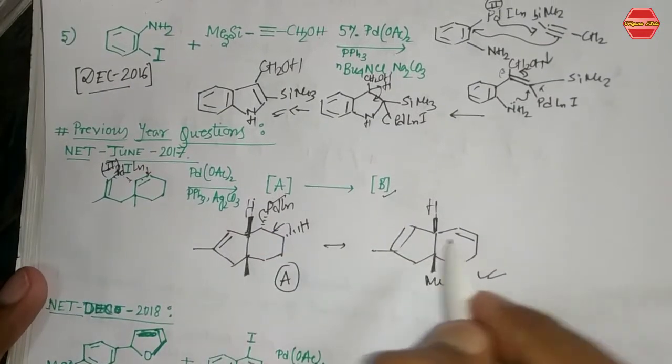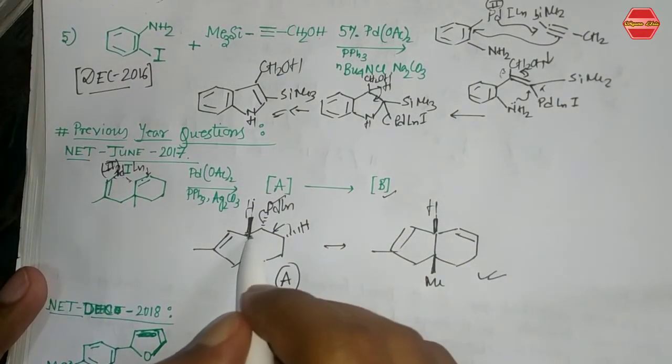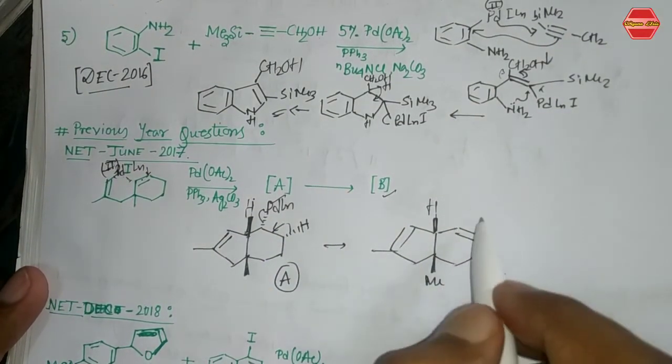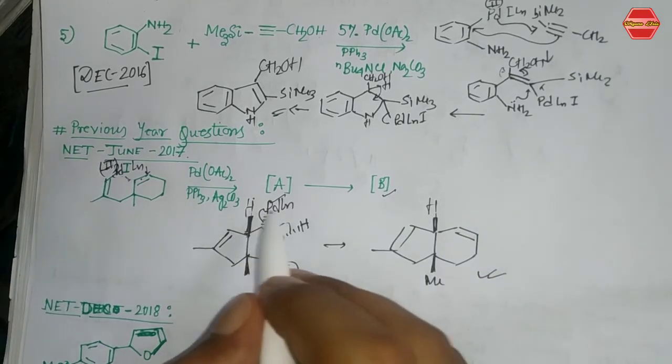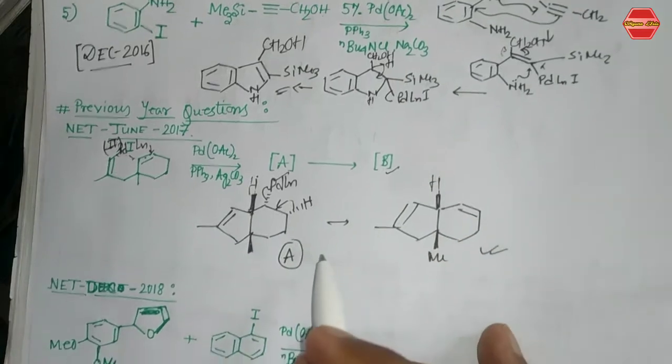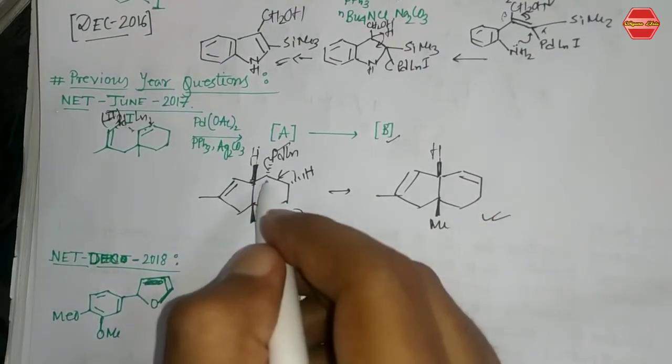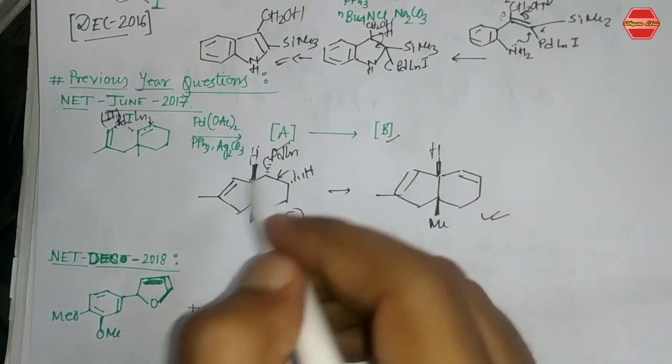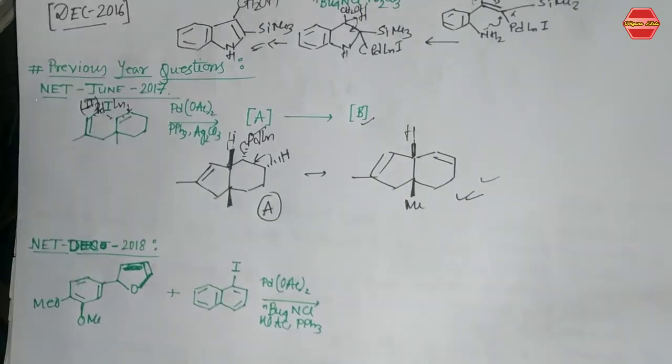So that is why you are not going to get an alkene in this position. You are getting the final alkene in this position because this hydrogen is not syn to the palladium. So syn elimination does not take place in this position to get the alkene in this position, right? So this is our final product from this reaction.